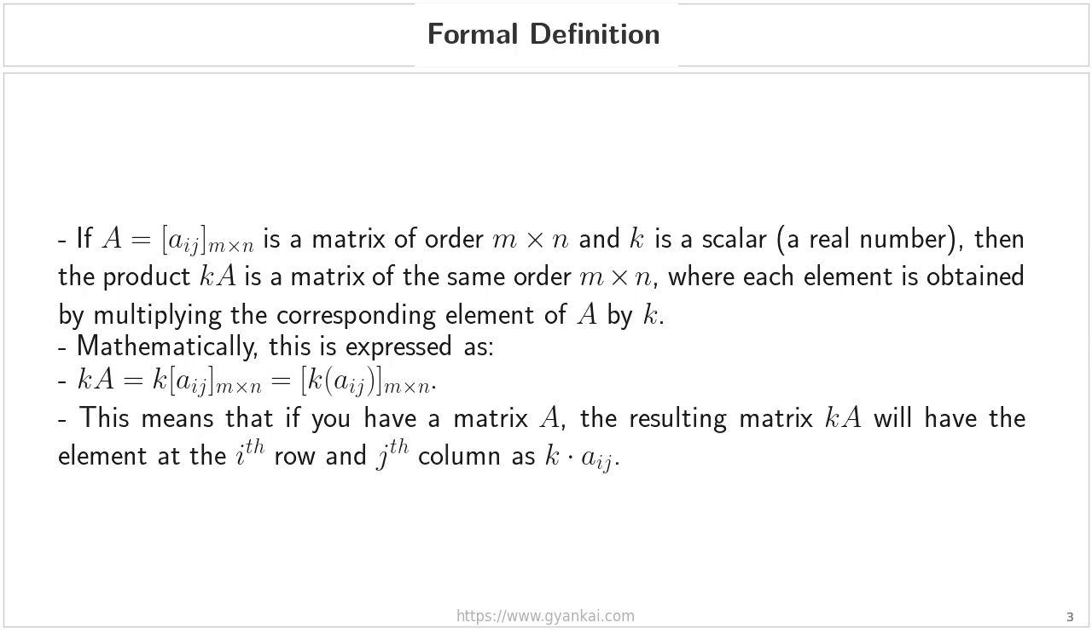In practical terms, this means that if you are looking for the value at the ith row and jth column of your resulting matrix, it will simply be the scalar k multiplied by the element located at the ith row and jth column of the original matrix, A. Now that we have established the terminology and the general concept of scalar multiplication, we can transition from the theory to the actual practice. In the next slide, I will walk you through the step-by-step process of how to perform these calculations.